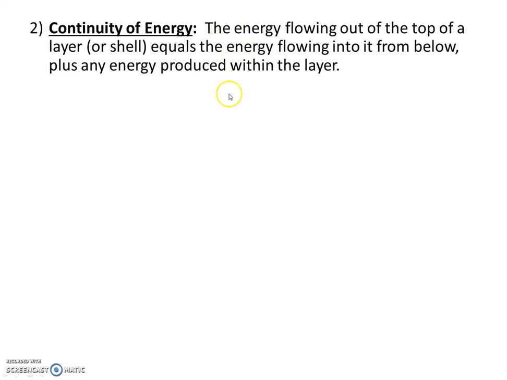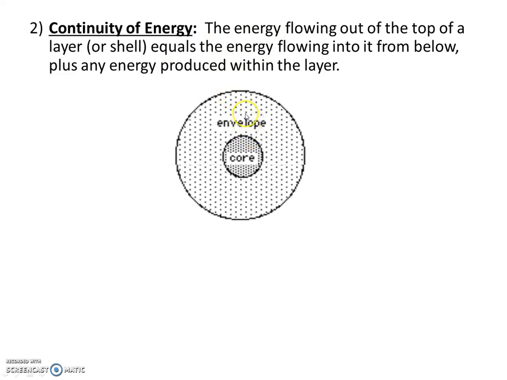Okay. Another law is continuity of energy. Continuity of energy says, basically, if you look at the layer of a star, the energy flowing into a layer of the star from below, plus the energy created inside the layer of the star, is equal to the energy that comes out. Okay, so this is pretty simple, really. And in fact, you hardly have to pay any attention to this except inside the core, because the envelope of the star really doesn't produce any extra energy.